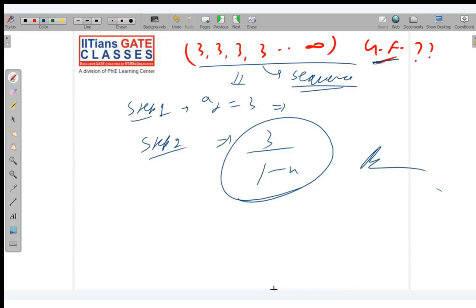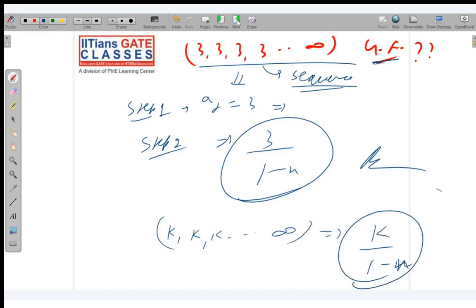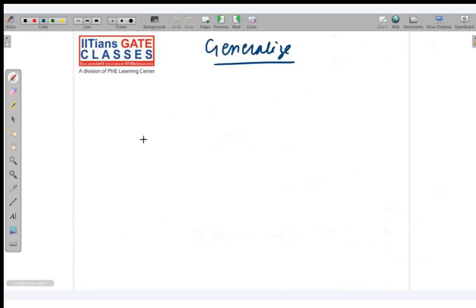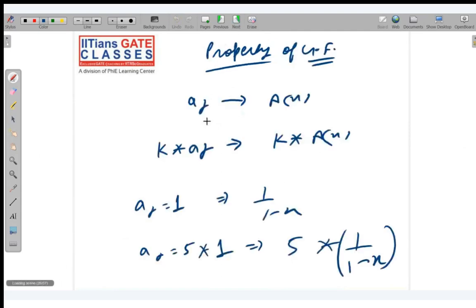So now let me jump to the next slide, and now I will show you a very beautiful property. Let me first generalize here. K up to infinity, so this is a sequence. The generating function will be K upon 1 minus X. Now the property is coming. So the generalized answer is K upon 1 minus X. We have done it. Now see the property.